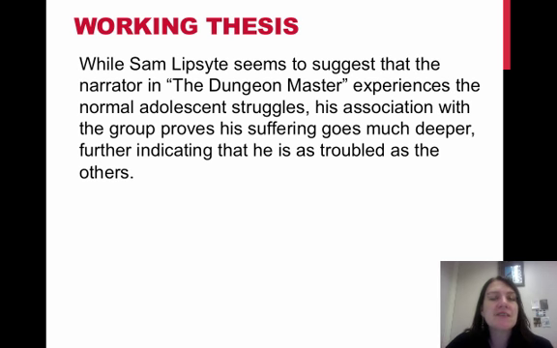Seems to suggest, so we're going to look at that he is a normal adolescent, or that the author seems to suggest that in some way. What the author is really doing is showing how deep his suffering goes and how that seemingly normal surface is in some ways just a mask.